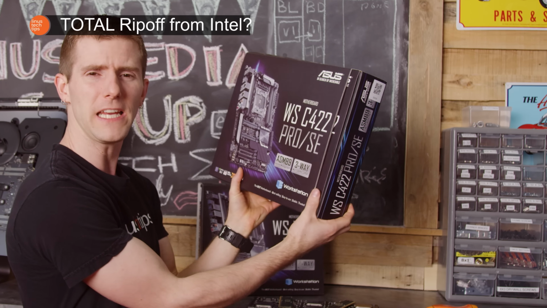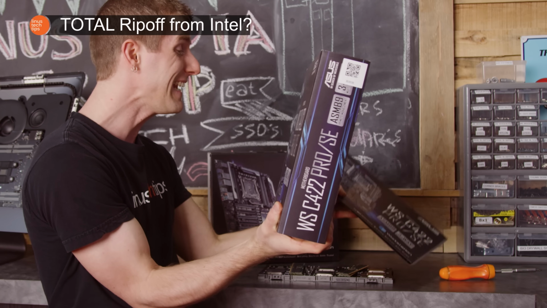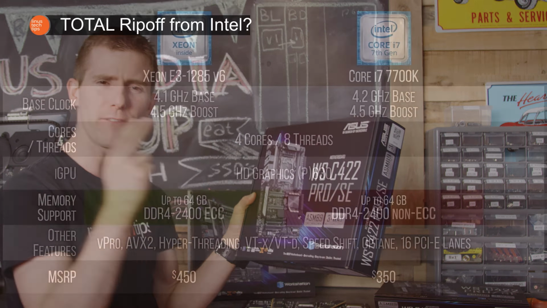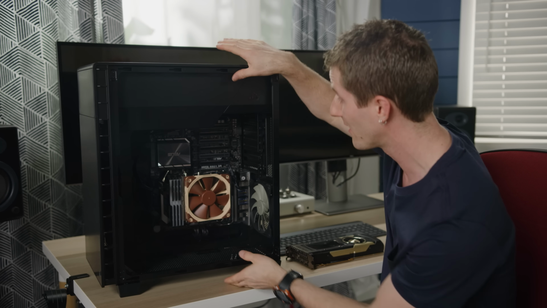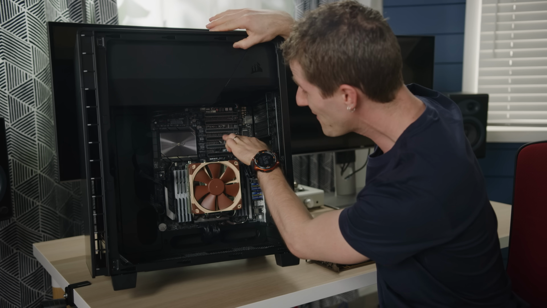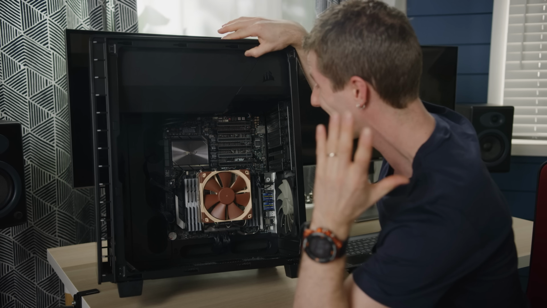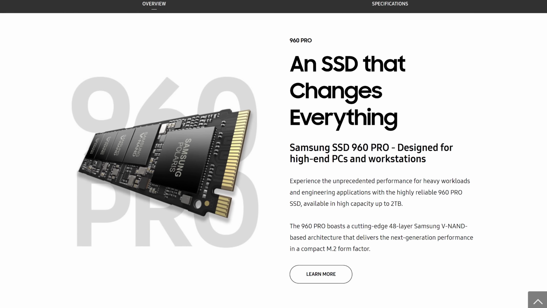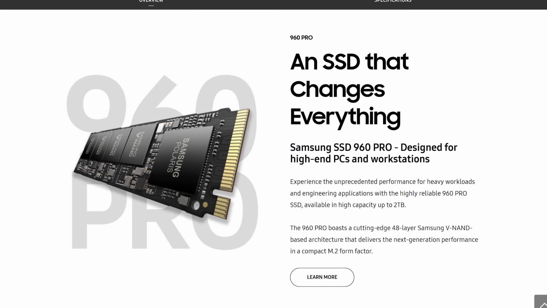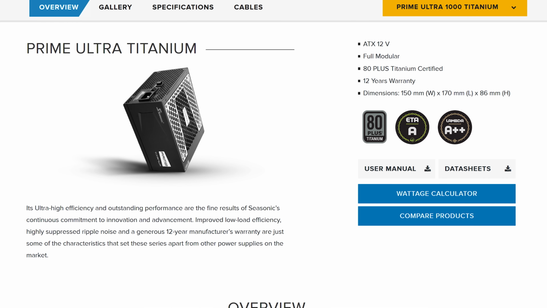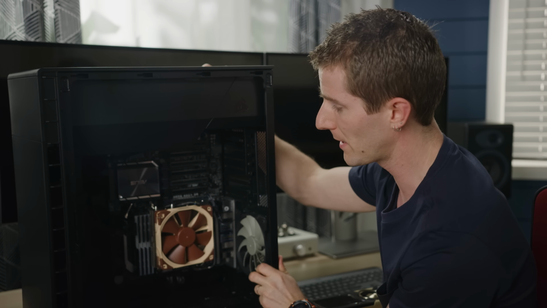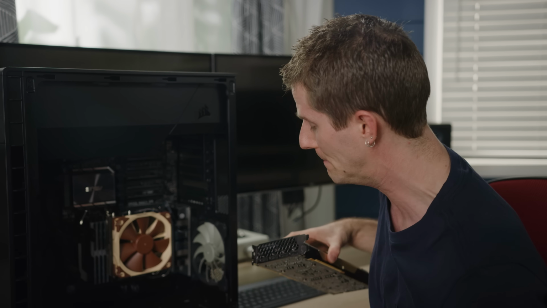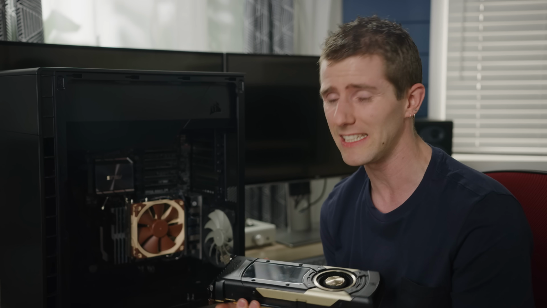Now, we could have gone with the WS C422 Pro SE that we checked out recently, but we determined in our video covering the Xeon W for the 2066 platform that the value just wasn't really there unless you need ECC RAM. And besides, the X299 Sage has 7 PCI Express slots, meaning we can put basically anything we'd want in here. For our SSDs, we went with 2 Samsung 960 Pros, each of them 512 gig running in RAID 0. And then for our power supply, we went with a Seasonic 80 Plus titanium unit. It's only 750 watts, but quite frankly, that's more than we really need anyway.